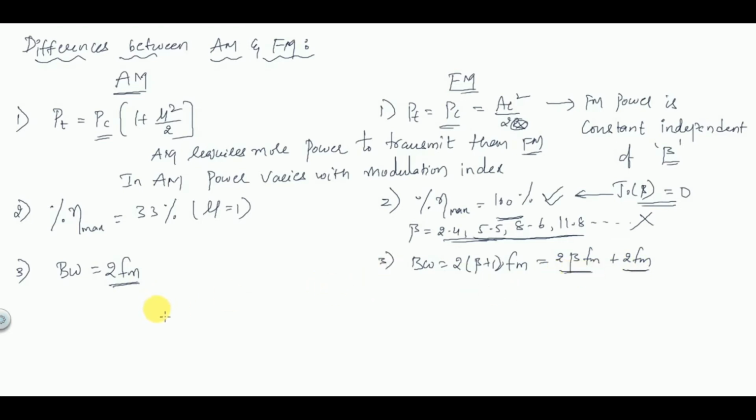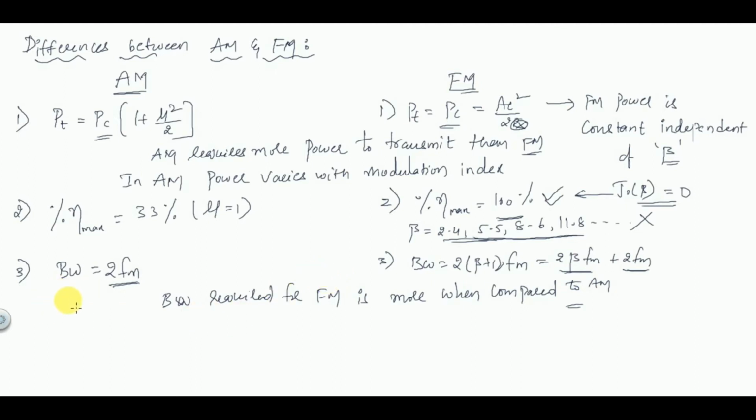So what can we write here? The difference: bandwidth required for FM is more when compared to AM. Yes or no? So bandwidth required for FM is more when compared to AM. Okay, so this is the third difference between AM and FM.